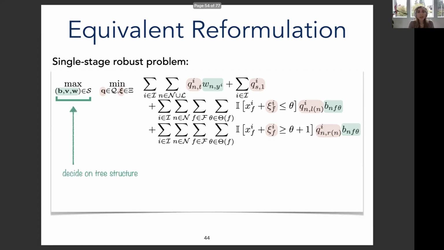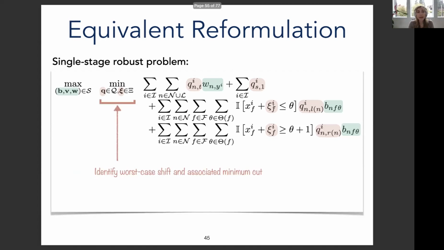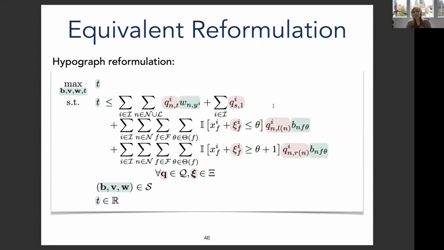The first step we're going to do, and let me just take a step back for a moment. We still have in the outer structure, in the outer maximization, a decision on the tree structure. This has not changed. But in the inner problem, now we try to identify the worst case shift in the data and the associated minimum cut.